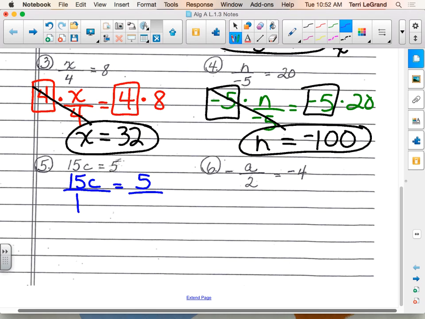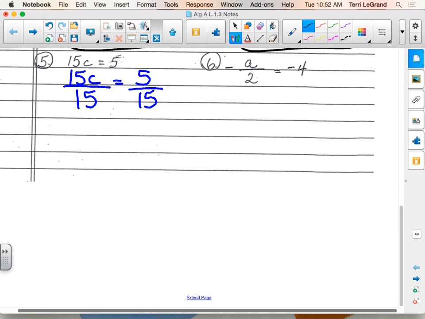So we have to divide by the 15, even though it's kind of tempting to divide by the 5 instead because it's a smaller number to work with, right? We have to divide by the 15. And when we divide by the 15, our 15s cancel. If we had divided by 5, we can't take a 15 upstairs and a 5 downstairs and put a line through them and say they cancel each other out.